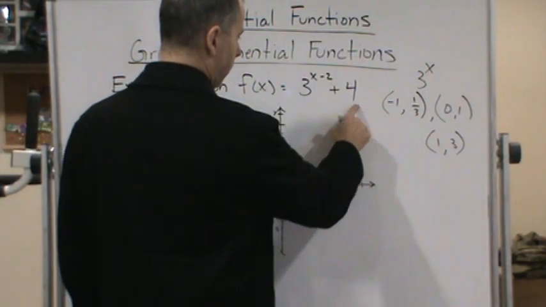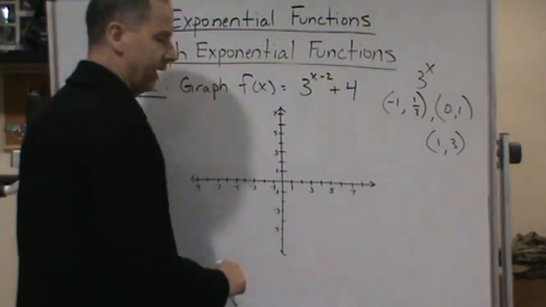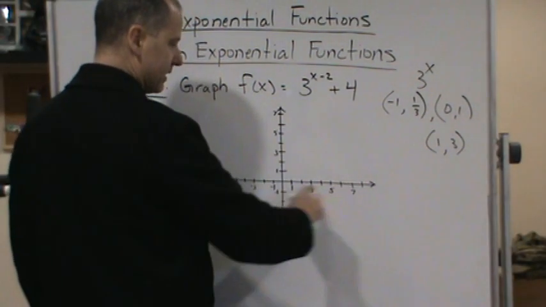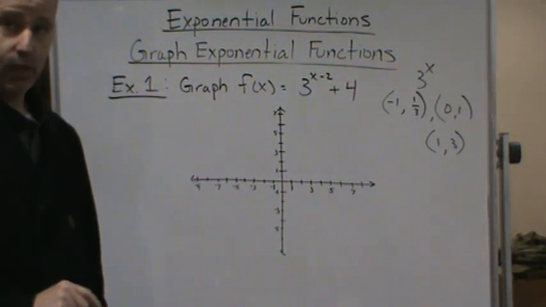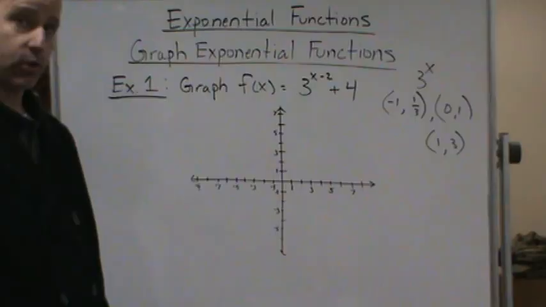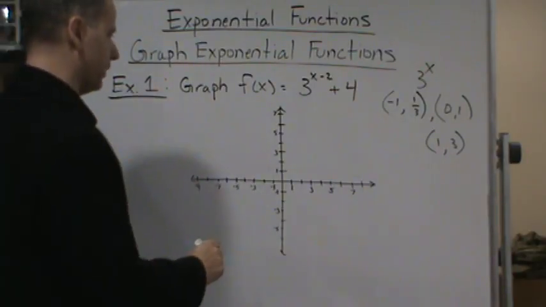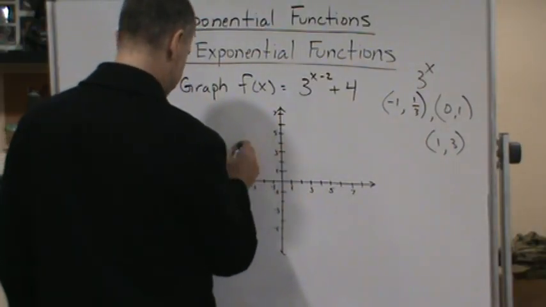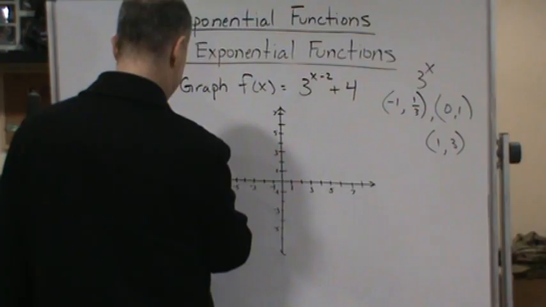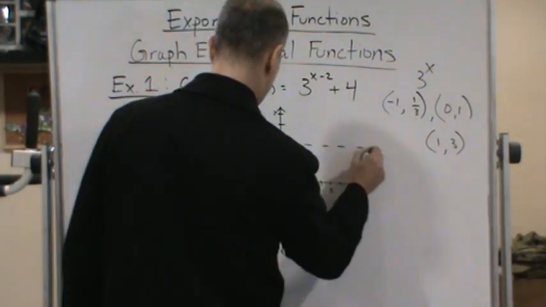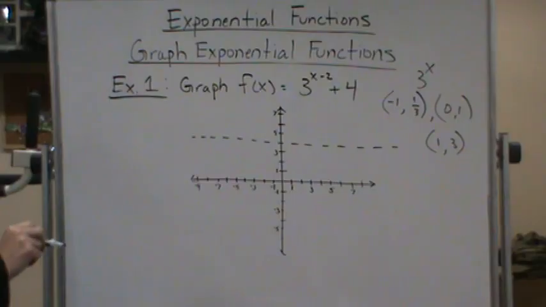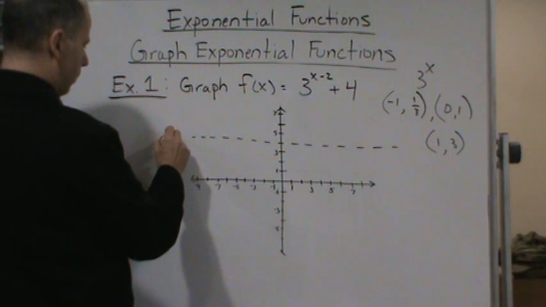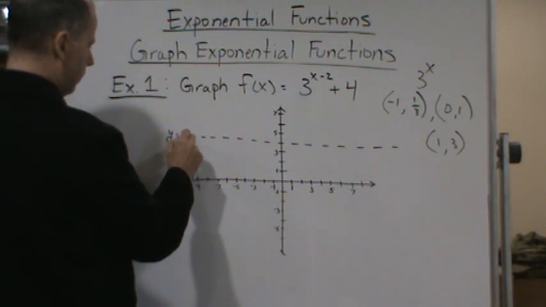Well, first of all, notice that this is an upward shift of 4 units. So remember, the x-axis is the horizontal asymptote. So remember, the horizontal asymptote is also affected in the vertical direction. So in this case here, the asymptote is going to move up 4 units. So now we're going to have a horizontal asymptote here. Okay? Instead of y equals 0, it's now going to be at y equals 4.